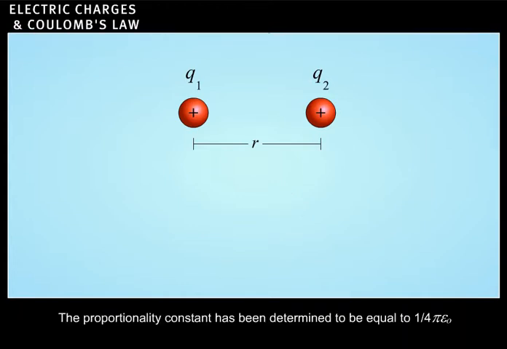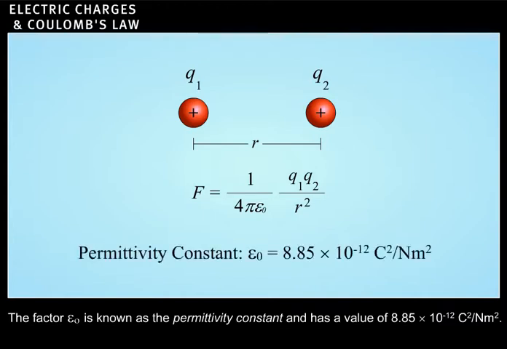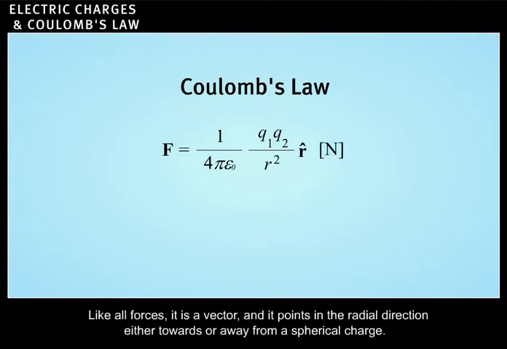The proportionality constant has been determined to be equal to 1 over 4 pi epsilon 0. The factor epsilon 0 is known as the permittivity constant and has a value of 8.85 times 10 to the minus 12 coulombs squared per Newton meter squared. This expression for the electrical force is known as Coulomb's Law, and, like any force in the MKS system, it has units of newtons. Like all forces, it is a vector, and it points in the radial direction either towards or away from a spherical charge.